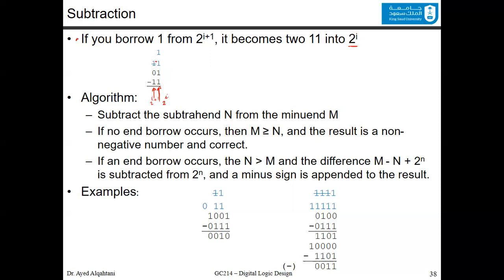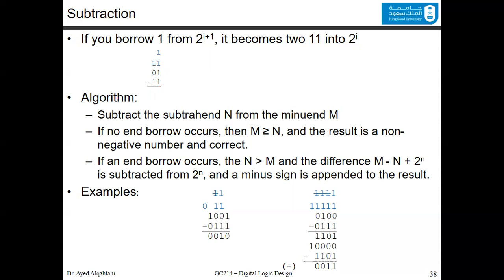Let's say that you needed to borrow from this position to this position. To borrow, what you do is you say, okay, I need to subtract 1, 0 from 1, 1. I know that I need to borrow because this is 0 and there is 1 here. 0 is less than 1, so I need to borrow. To borrow, you will get this one, you will cross it, and it will become 1, 1 in the next position.